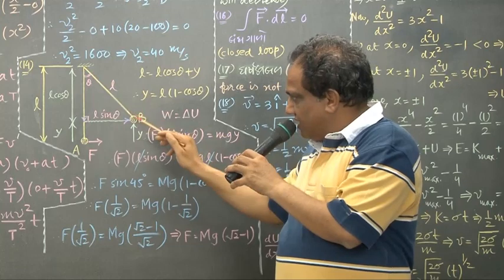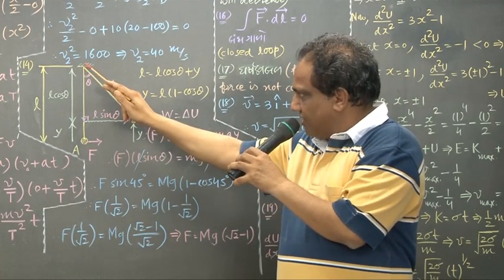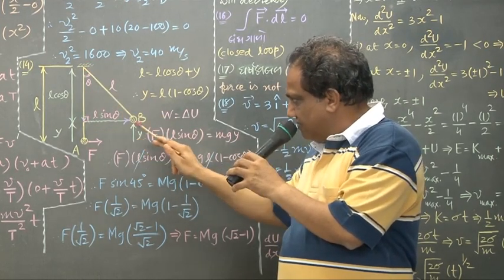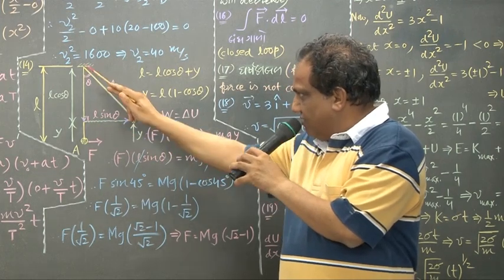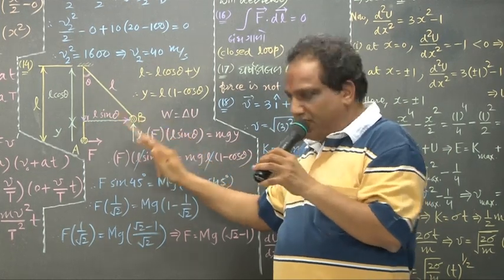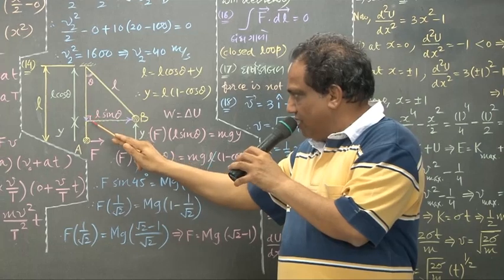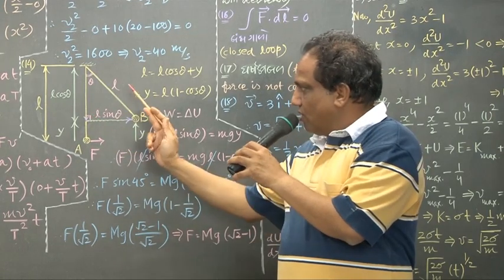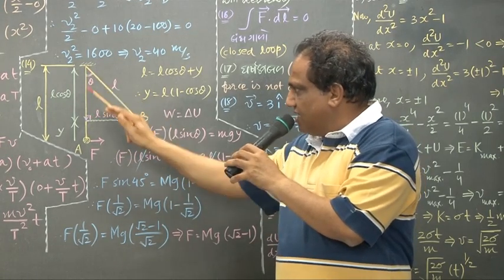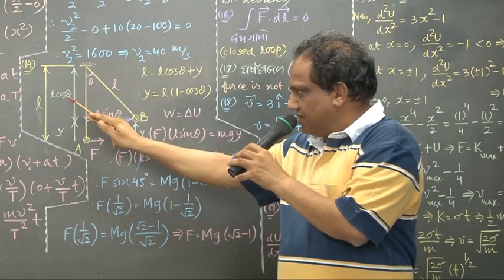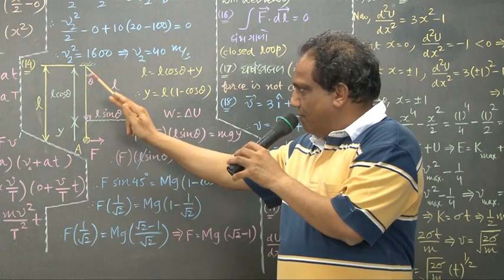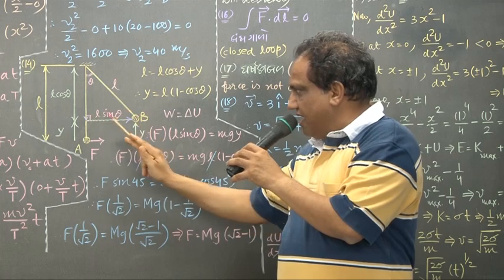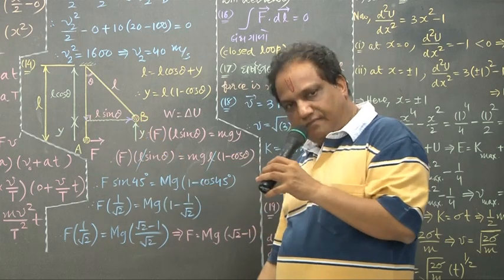Can you get this vector by making addition of these two vectors? This vector plus this vector will give you this vector. Correct? So what are these two? Two mutually perpendicular components. Component of L adjacent to theta, what is it? L cos theta. Component of L opposite to theta, what is it? L sin theta.